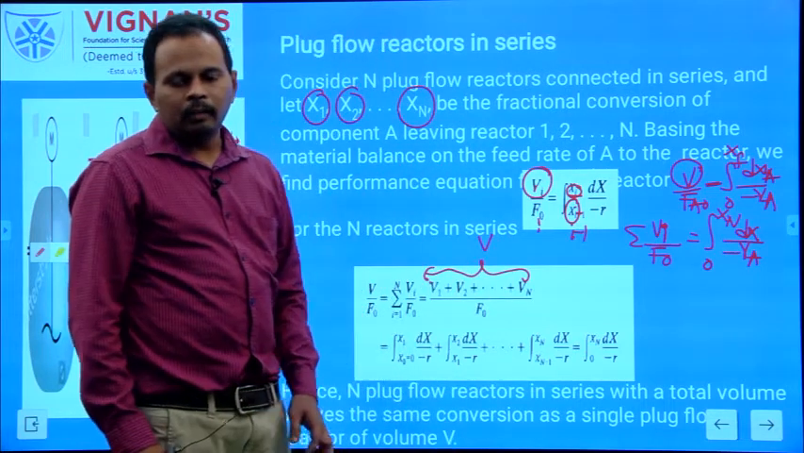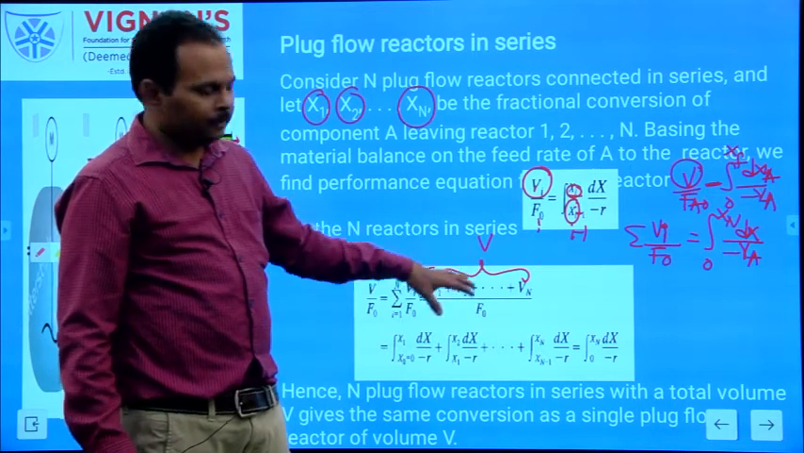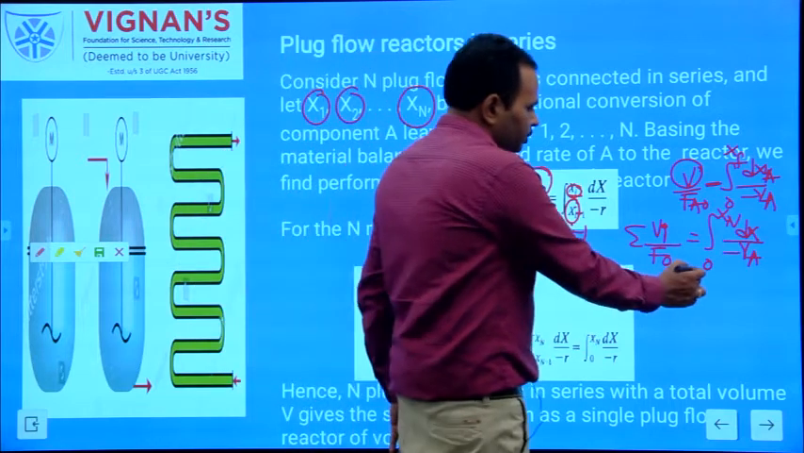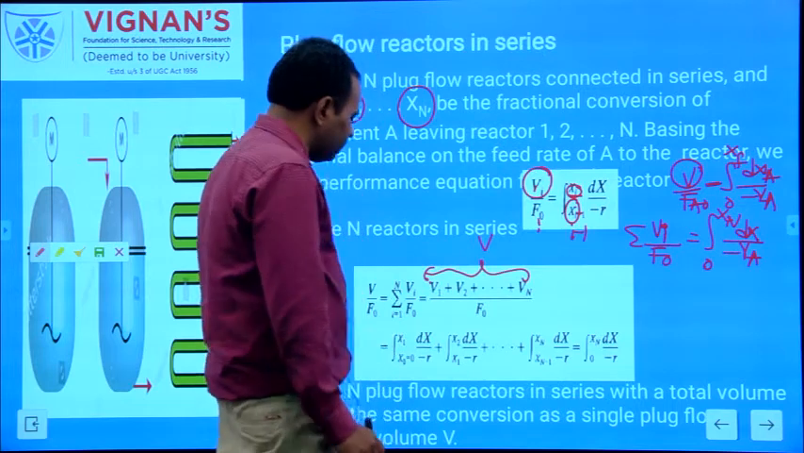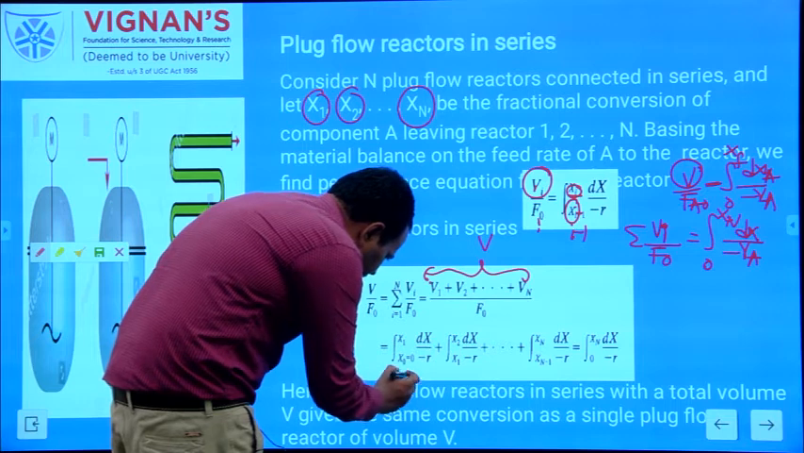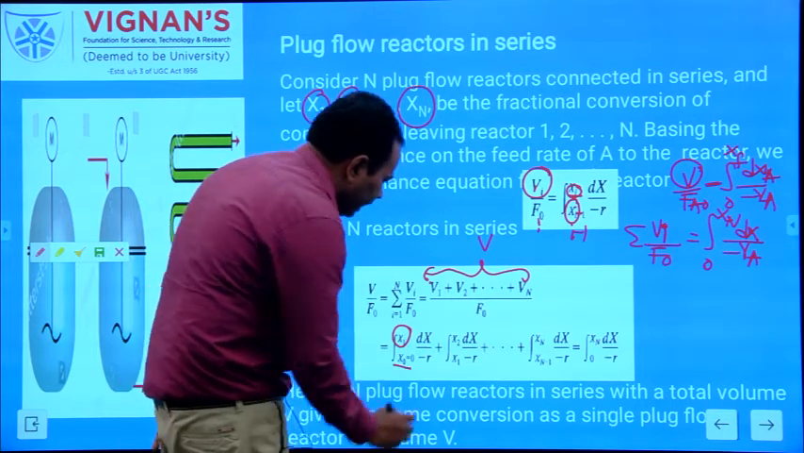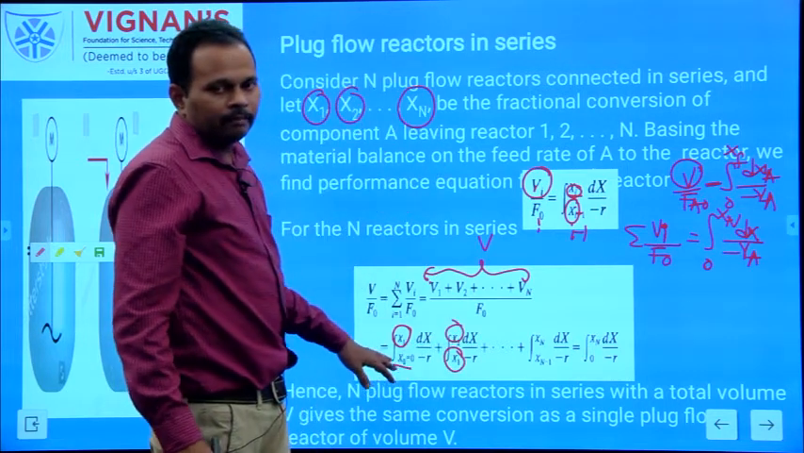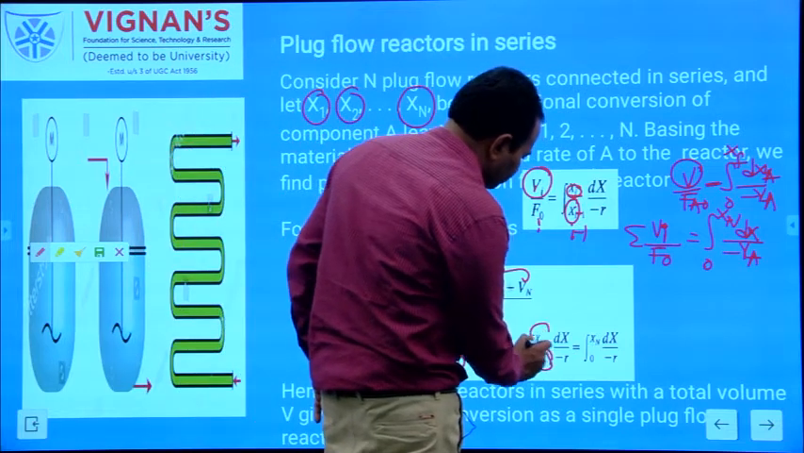When you combine the individual volumes of the PFRs, you obtain the final volume V. So V by F naught is equal to the integral from the first reactor to the nth reactor. How can you write this as a conversion term? On the right-hand side, for the first reactor the conversion is 0, since before that we don't have a reactor. So it is 0 to X1 for the first reactor, again X1 to X2 under the integral of dX by minus R, and so on for the nth reactor, X(n-1) to Xn.